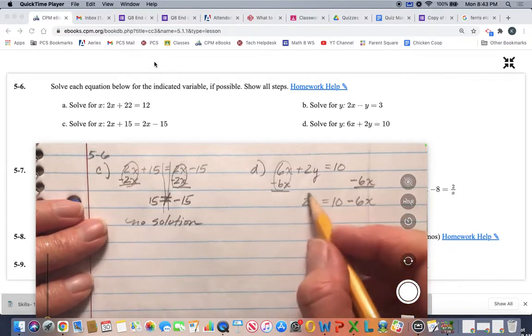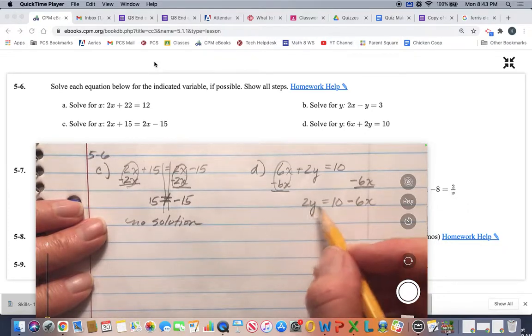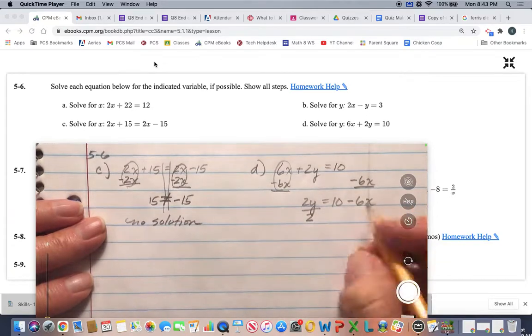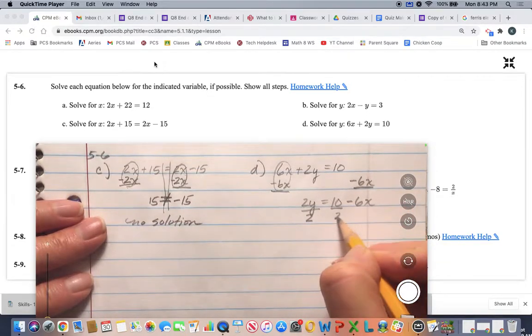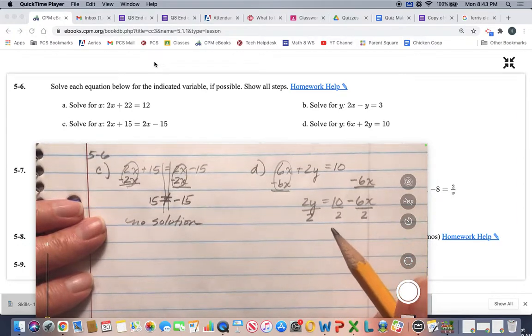All right, so now we need to isolate y, and it's being multiplied by 2. So to undo that, we will divide by 2. And then we need to divide each term on the other side by 2 also.